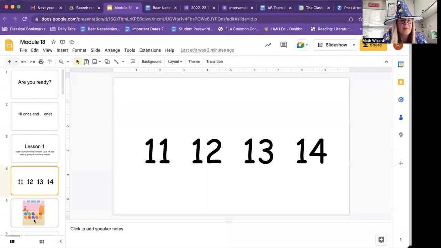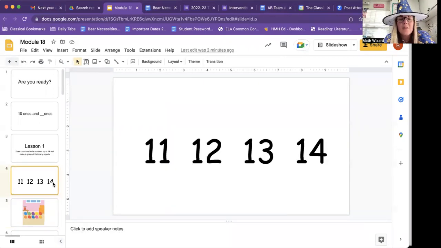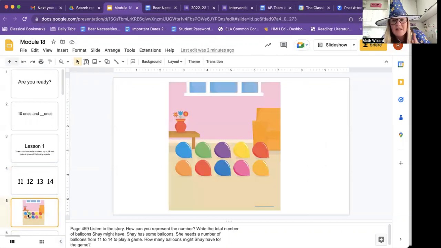All right, let's go here. You're on page 459. Listen to the story. How can you represent the number? Write the total number of balloons Shay might have. Shay has some balloons. She needs a number of balloons from 11 to 14 to play a game. How many balloons might Shay have for the game? Now she needs a number between 11 and 14. Can she have 15? No. Can she have 10? No. Can she have 300? No. She needs a number between 11 and 14. That means she can either have 11, 12, 13, or 14 balloons. That's what she can have.